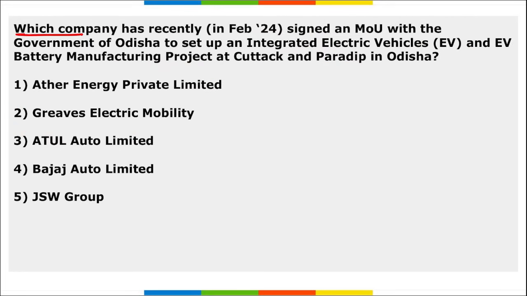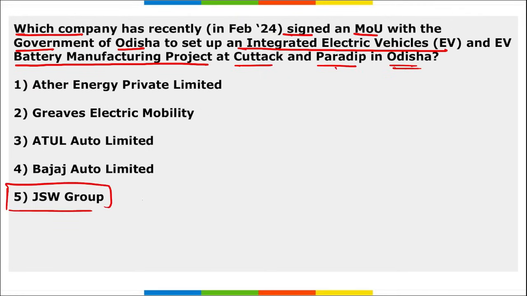Next, which company recently signed an MOU with the government of Odisha to set up an integrated electric vehicle and EV battery manufacturing project at Cuttack and Paradip in Odisha? So, name the company. It is GSW Group. They have signed an MOU with government of Odisha. Correct? And it is to set up integrated electric vehicle and EV battery manufacturing facility that will be at Cuttack and Paradip in Odisha.